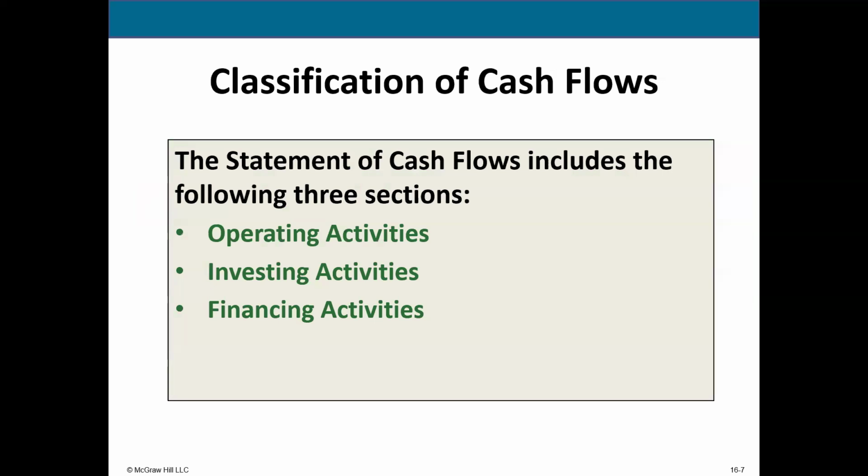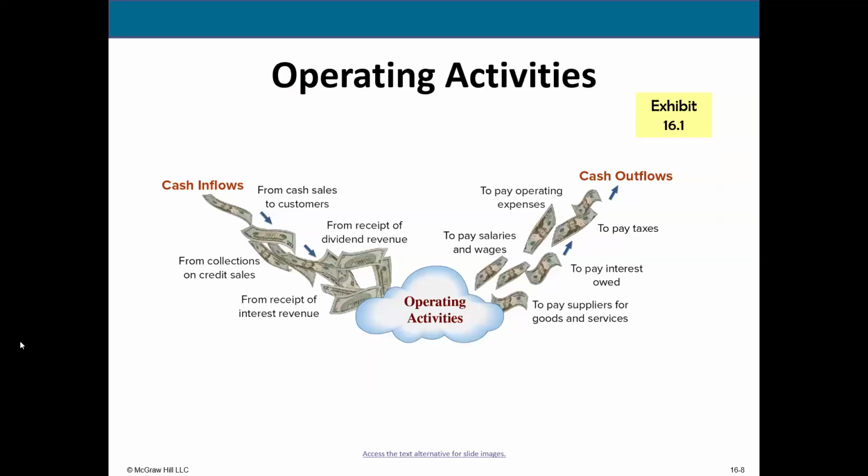So as I mentioned, it's broken out into three categories: operating activities, that's the day-to-day operations of the business; investing activities, purchase or sale of property, plant, and equipment; financing activities, loans, stocks, and bonds. So first, let's take a look at these operating activities. This is the cash that affects the business from operations.